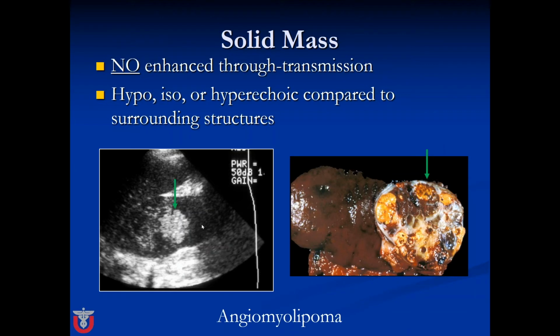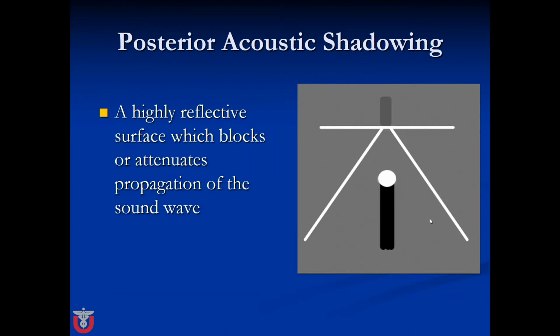Let's look at this one. This one is echogenic or hyperechoic compared to the surrounding kidney. And when you look at it, when it comes out, look how complicated it is. There's that fat part that I already showed you. Those are the vessels I already showed you, okay? So this is an angiomyolipoma. It is hyperechoic.